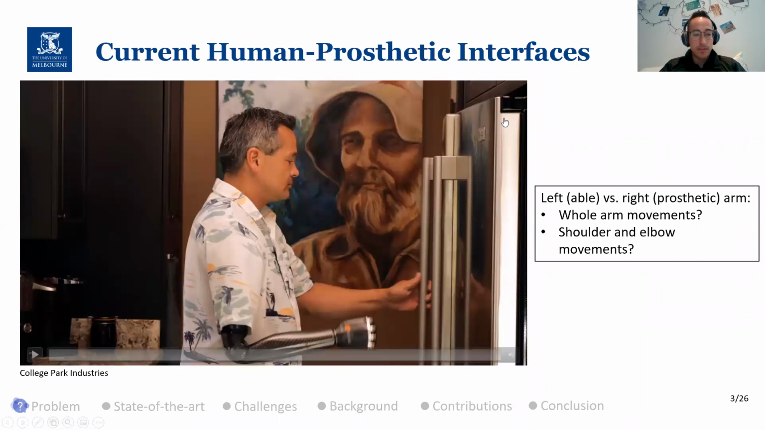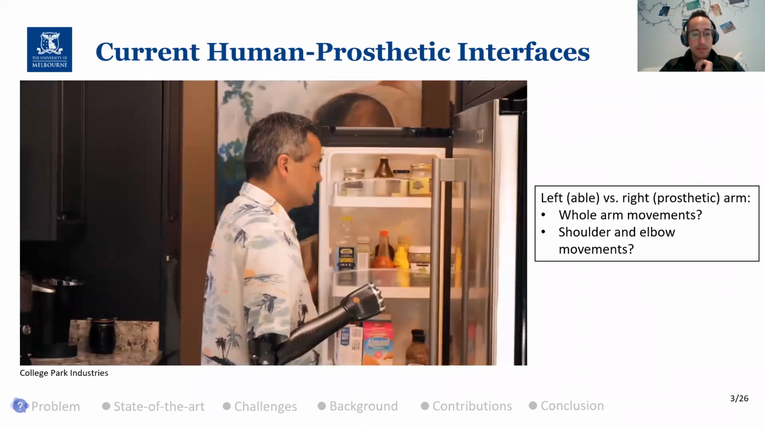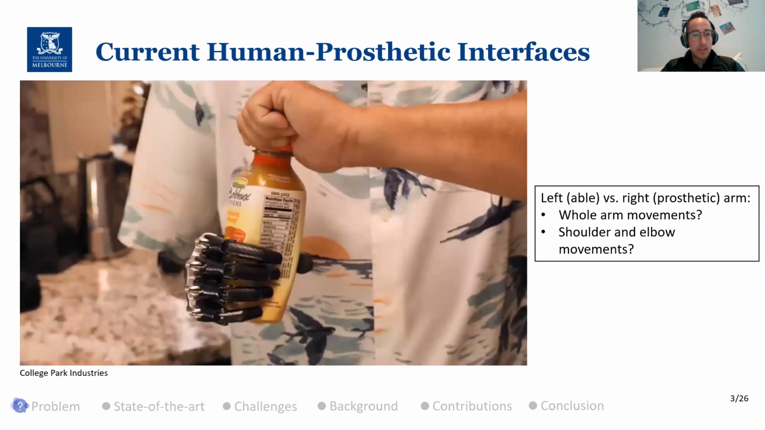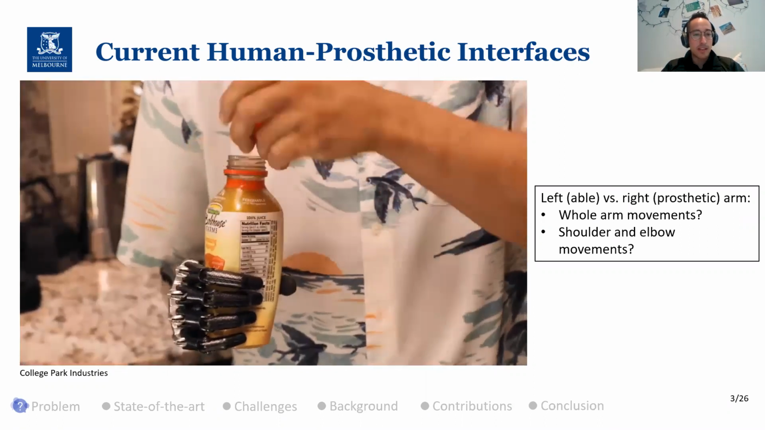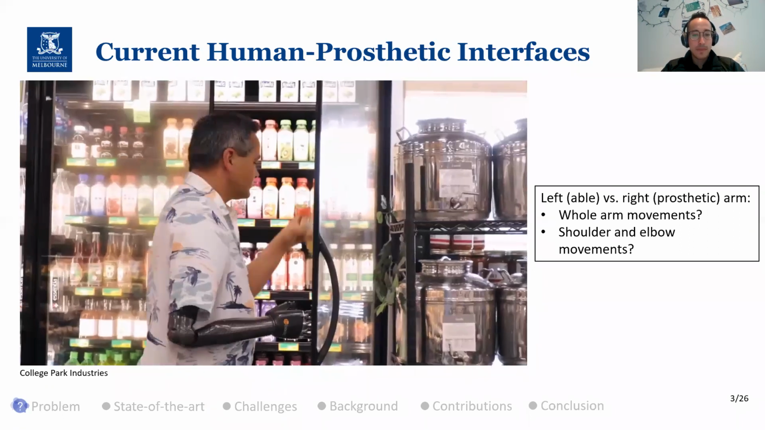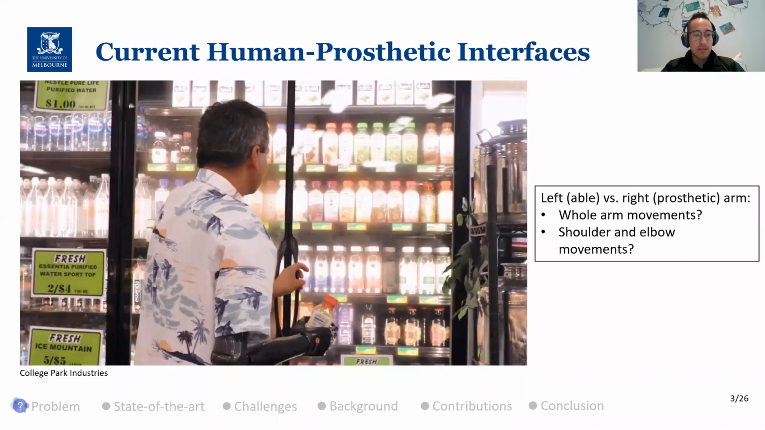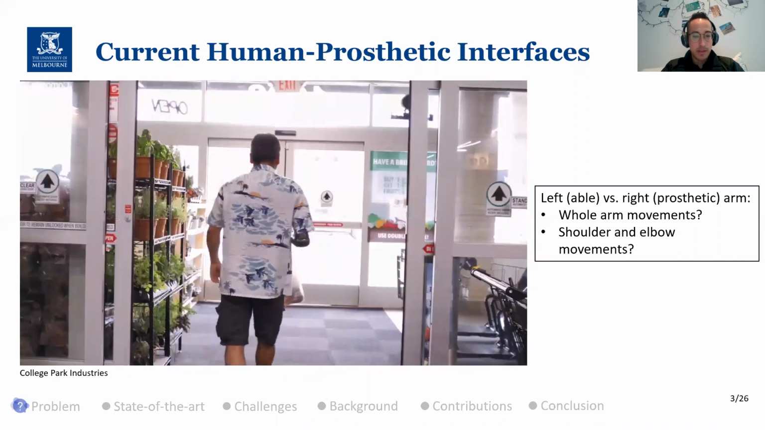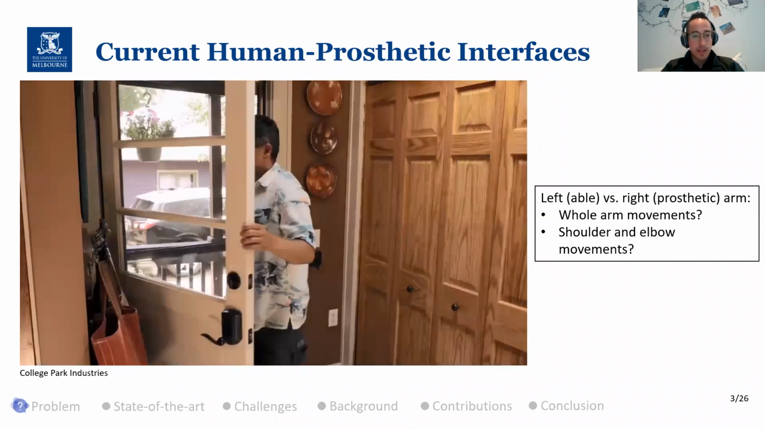So let's start with a bit of a video. He's using one of the top elbow and arm prostheses on the market. What I want you to look at is the sort of movements that he is doing with his shoulder and elbow, and try to compare what they look like compared to the non-disabled arm. See if there's anything that pops out.